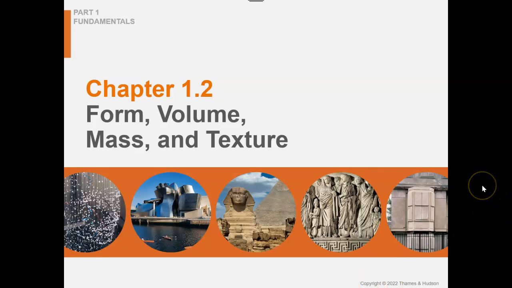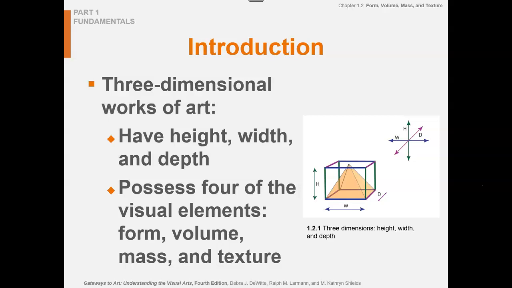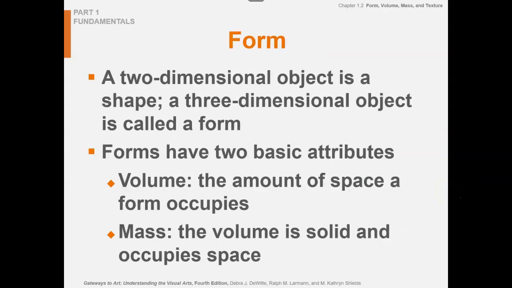Chapter 1.2, Form, Volume, Mass, and Texture. So now that we are going to shift gears and look at three-dimensional works of art, our terminology of the work is going to change. With three-dimensional art, we have height, width, and depth. So the four visual elements, form, volume, mass, and texture, are the new terms that we're going to talk about in this section.